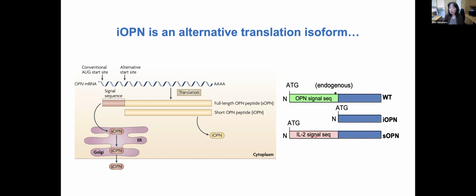Why IL-2? There are two reasons. It doesn't need to be IL-2 though, but the reason we picked IL-2 is, one, IL-2 is just a really good signal sequence, and it ensures getting into the ER. And two, reason two is more important: the IL-2 signal sequence really does not start the alternative translation start site here. So anything starts from here, not from here, and everything from here turns out to be all sOPN molecules.